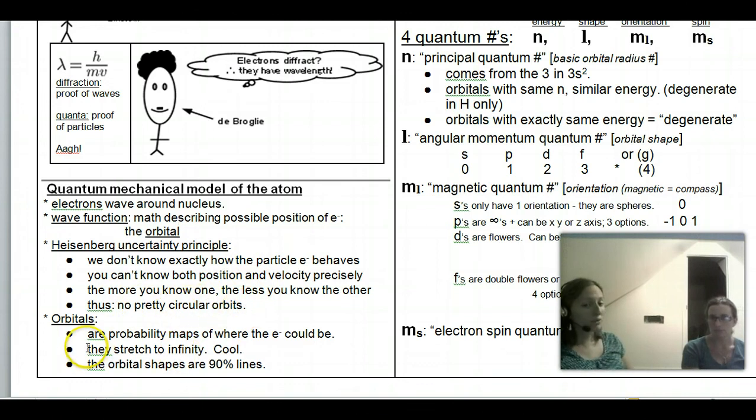What's cool about orbitals is that they actually stretch to infinity. So there is a very, very, very small likelihood that one of your electrons is over there right now, or in Chicago, or across the universe. Whoa. It's really small. It's very unlikely, and it's probably never happened because of how small the likelihood is.